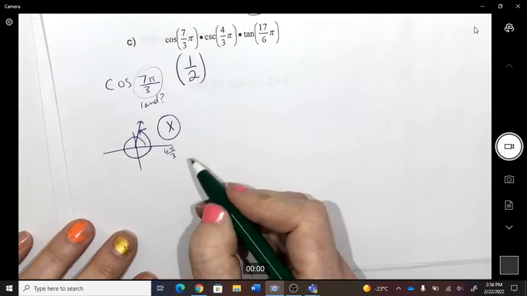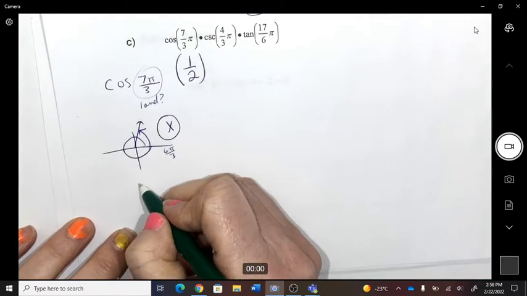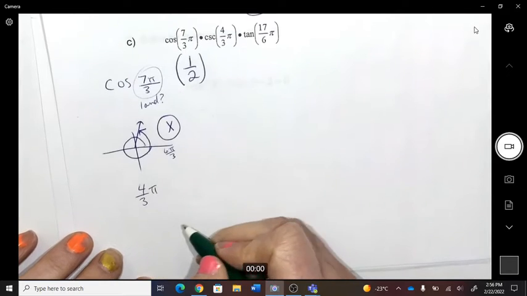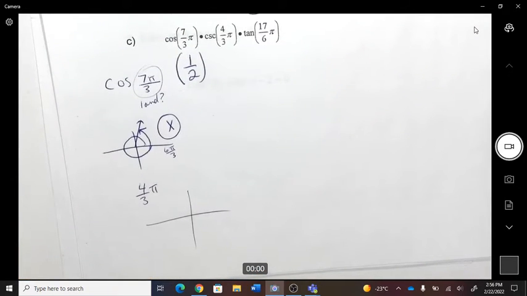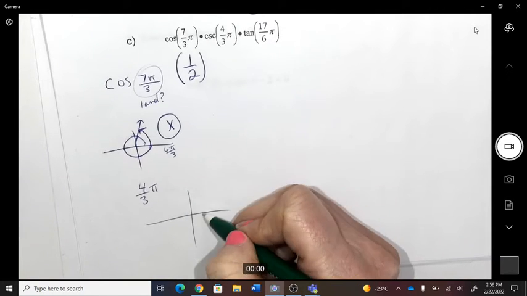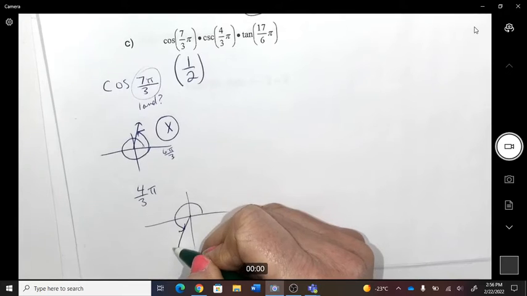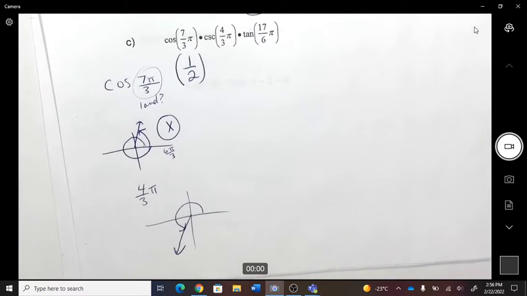Okay, so next I'm going to do 4 pi over 3. That was just on our circle, right? We don't have to do anything magical. 4 pi over 3. So my eyes are here.